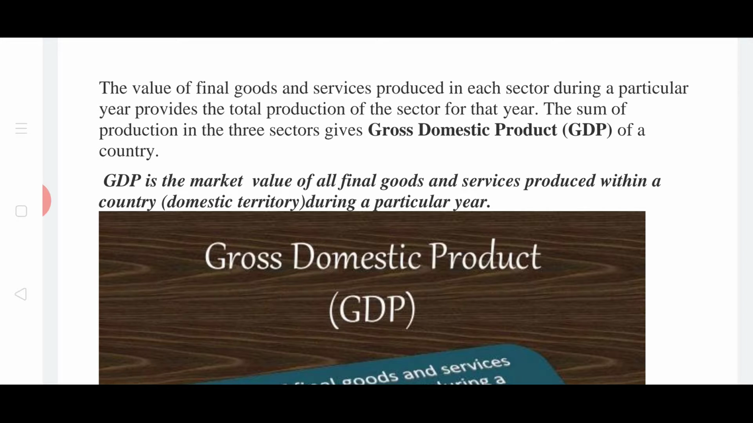Then we'll make the comparison among the three sectors between the 2 years. First of all, what is GDP? The value of final goods and services produced in each sector during a particular year provides the total production of the sector for that year. The sum of the production in these three sectors gives the GDP, gross domestic product, of a country. In simple language, GDP is the market value of final goods and services produced within the domestic territory during a particular year.